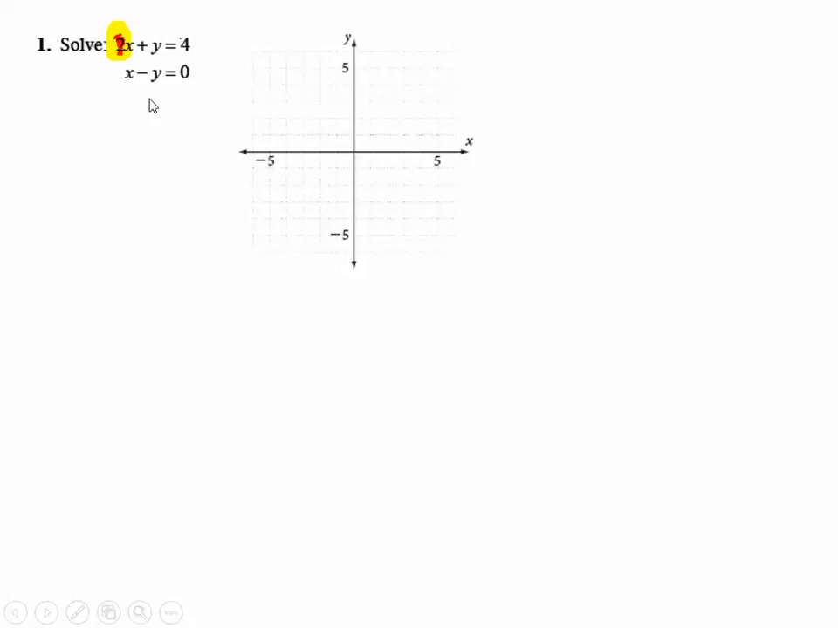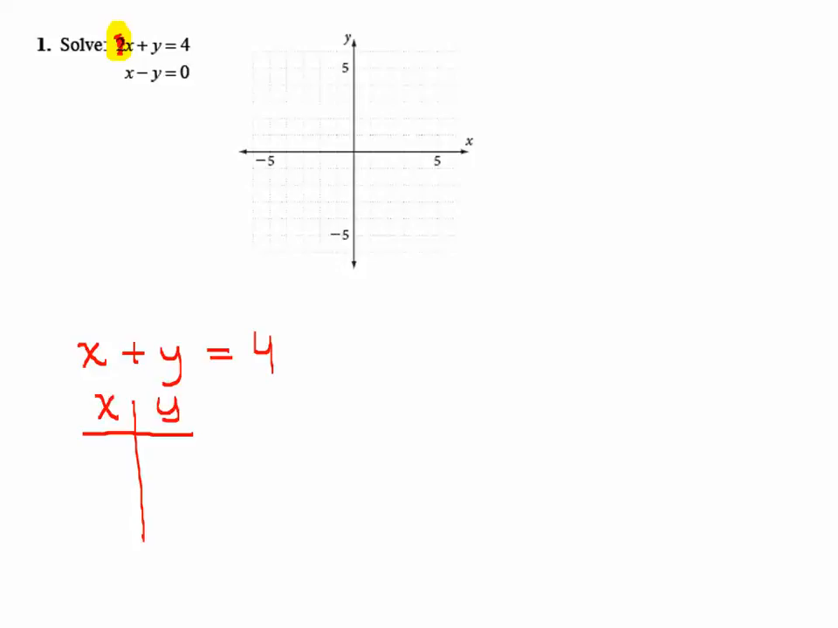So x plus y equals 4, and then x minus y equals 0. We're going to graph these. And if you think back all the way to chapter 3, if you have x and y both on the same side, we do this by the intercept method. Remember the intercept method a long time ago? It means this right here. We put x plus y equals 4.